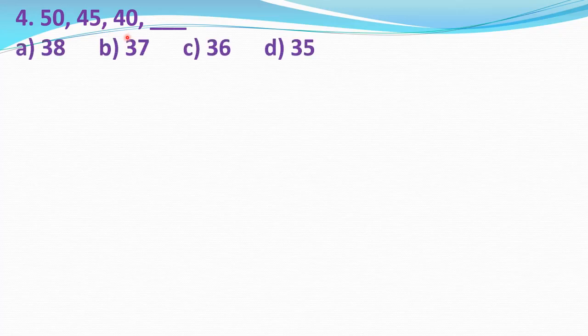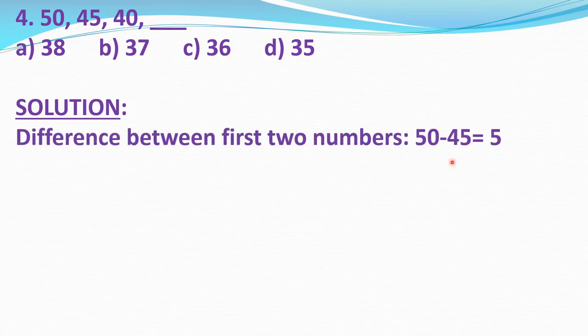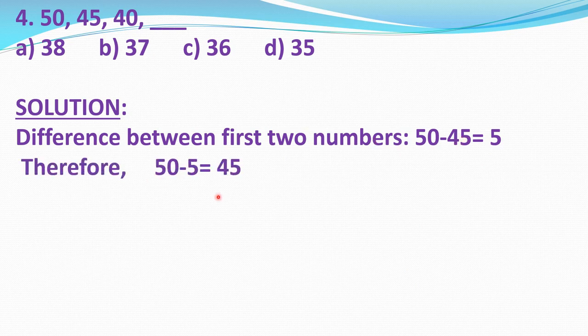Now in question number 4, it is given 50, 45, 40 and then dash. Again you can see the numbers are in decreasing order, and the options are A 38, B 37, C 36 and D 35. So here we need to find the difference of the first two numbers first. So 50 minus 45 is equal to 5. So the difference between the first two numbers is 5. So when we subtract 5 from 50, we get 45. And 45 minus 5 is equal to 40.